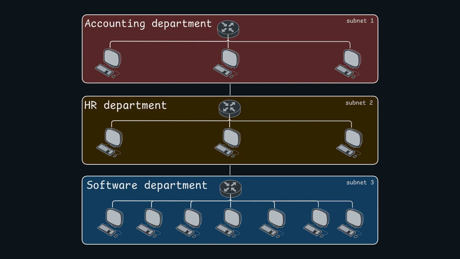And that's the whole idea. You borrow bits from the host side, give them to the network side, and suddenly you have more, smaller, isolated networks. Remember that hacker in accounting? Without subnetting, they're in the source code in seconds. With it, they hit a wall, and now you know how to build that wall.